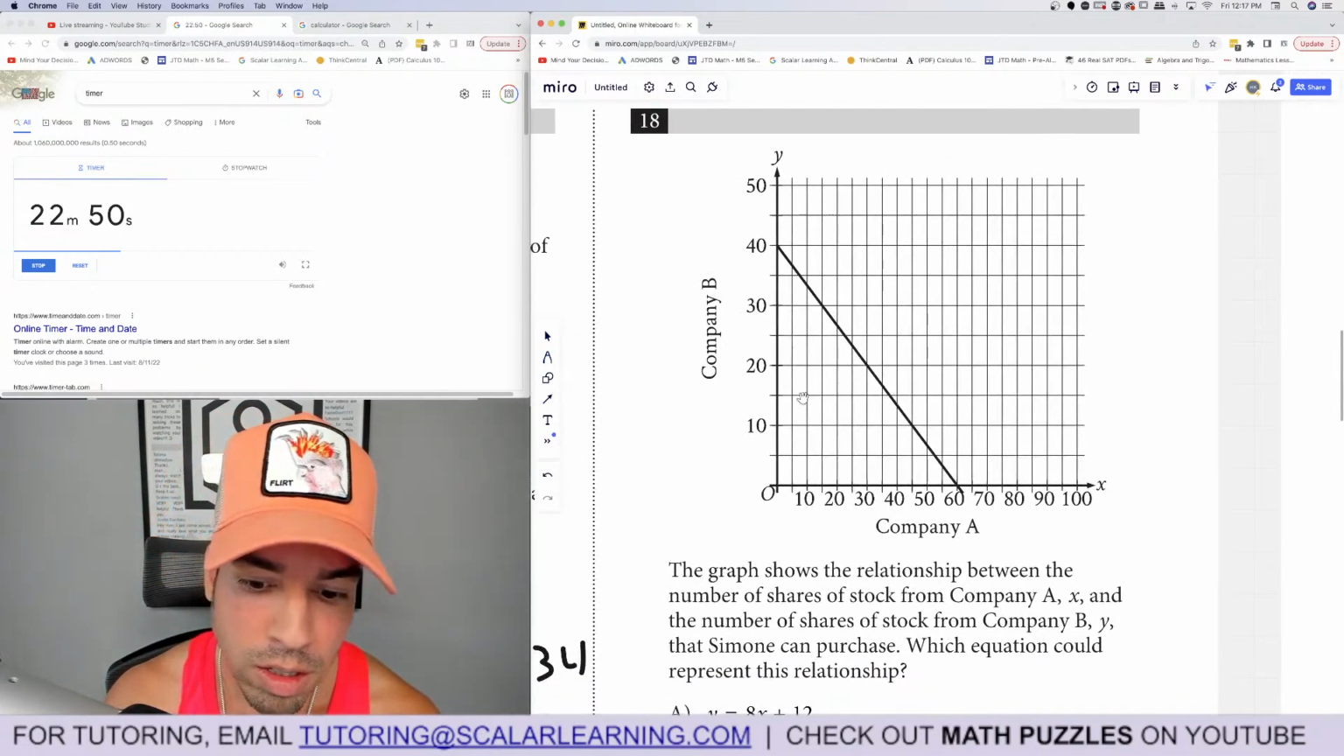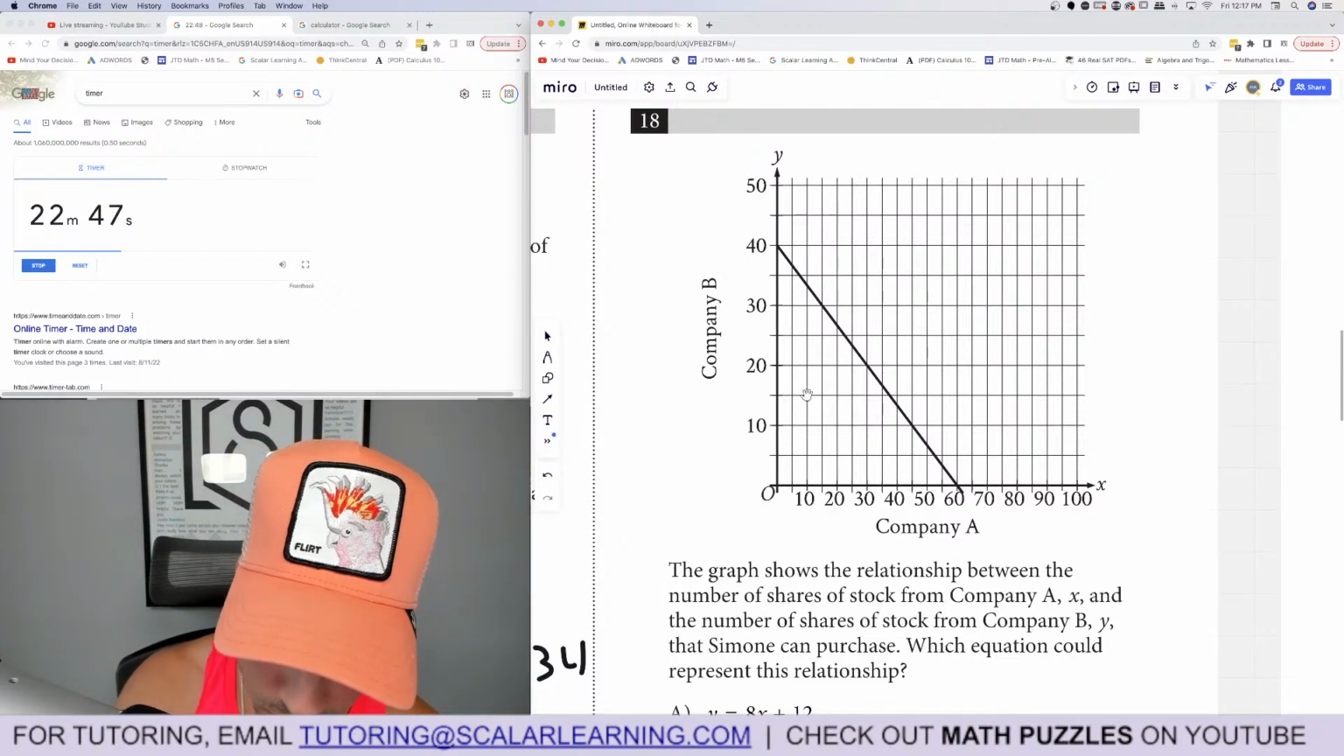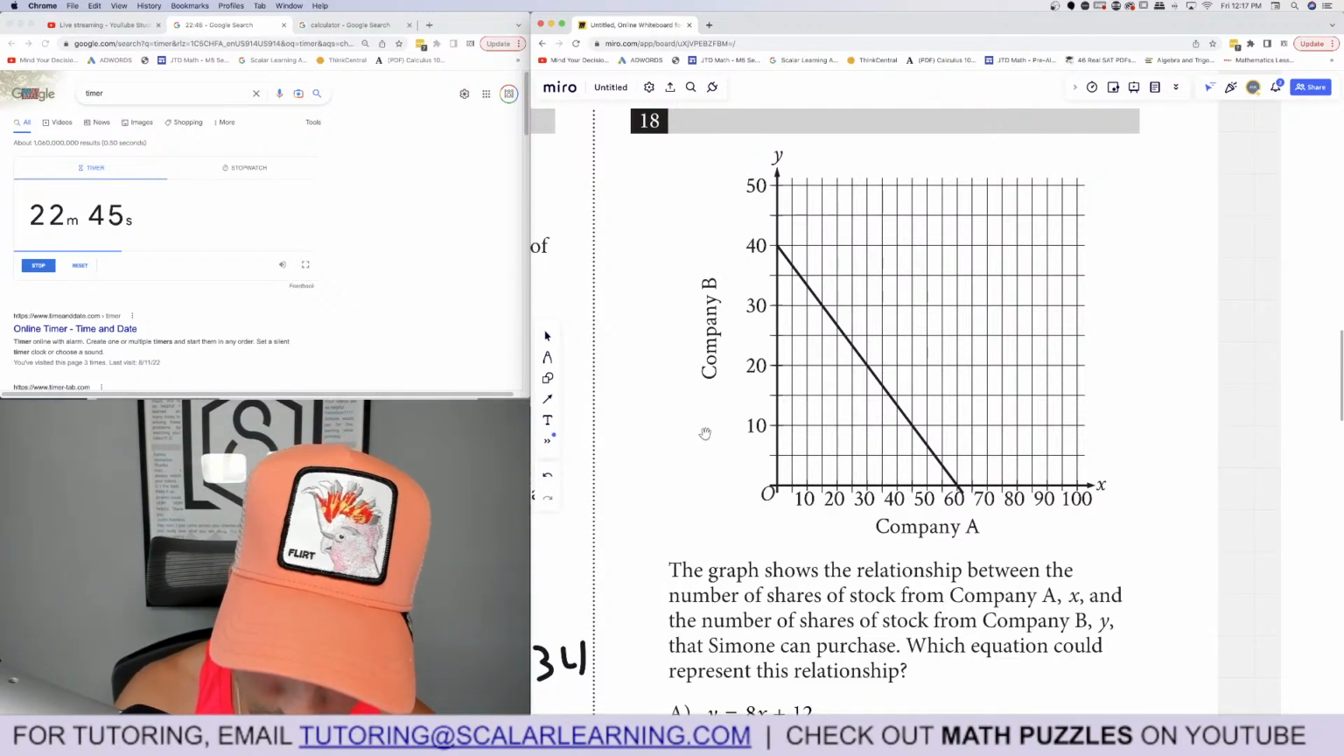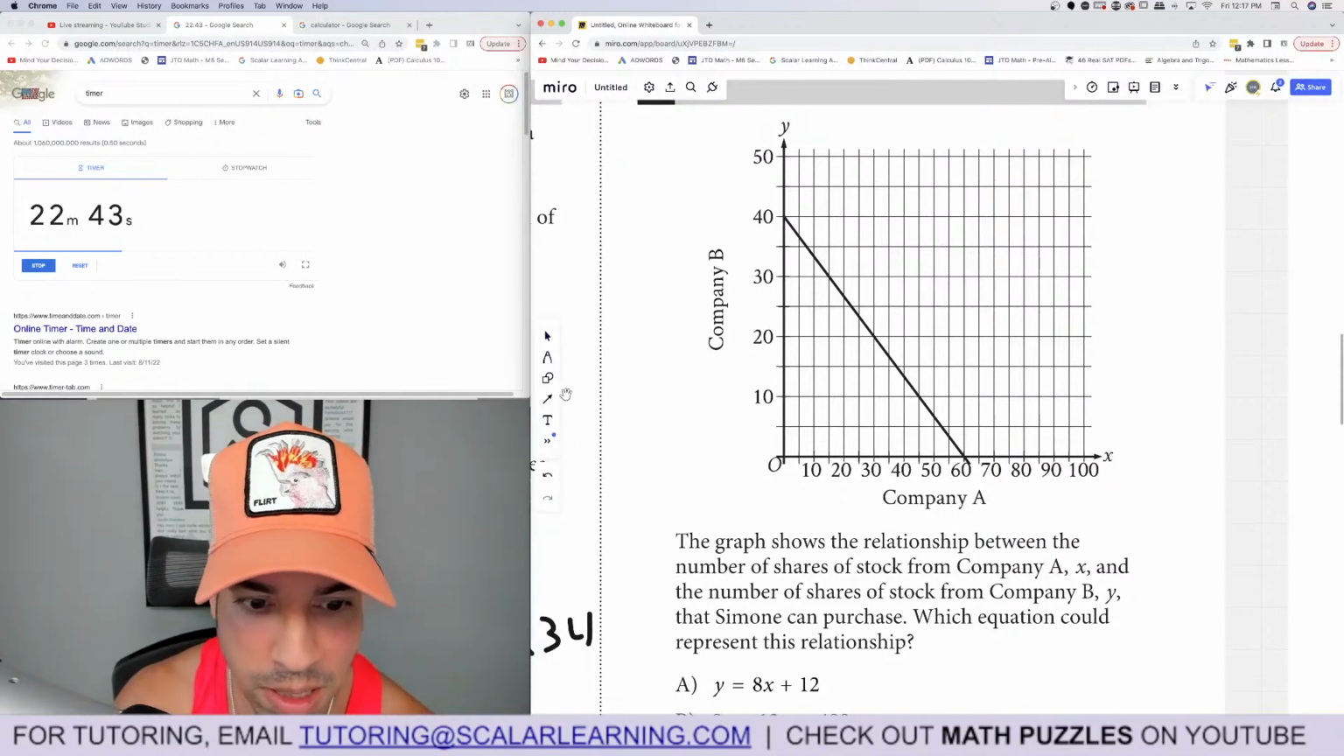Number 18. The graph shows a relationship between the number of shares of stock of company A and the number of shares of stock from company B. Which of the following could represent this relationship? Got it.